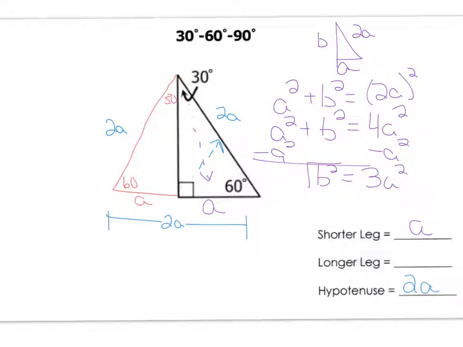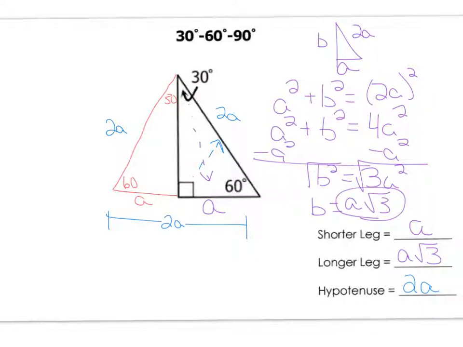Now I'm going to take the square root of both sides. The square root of B squared is B. Remember, I can take the square root of A squared, and I can take that A to the outside, and then the square root of 3 is stuck. So the longer leg is A times the square root of 3. Okay, so that's the relationship.